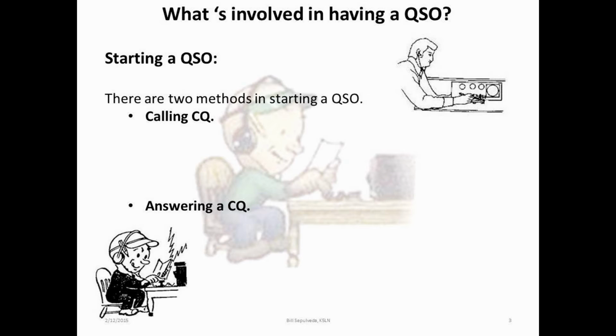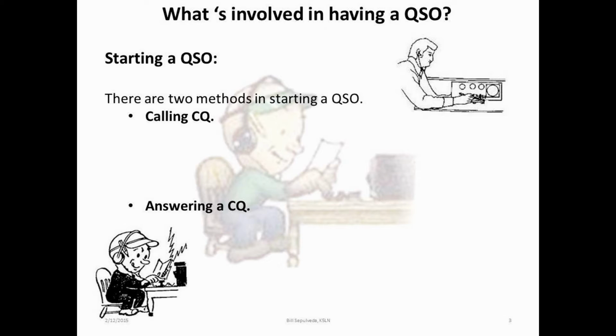To start a QSO, there are two basic methods: where you call CQ and look for someone to answer you, and second, answering a CQ where you call the station that just called CQ. I know, pretty basic. So we'll start with calling a CQ with some examples of how to do it.